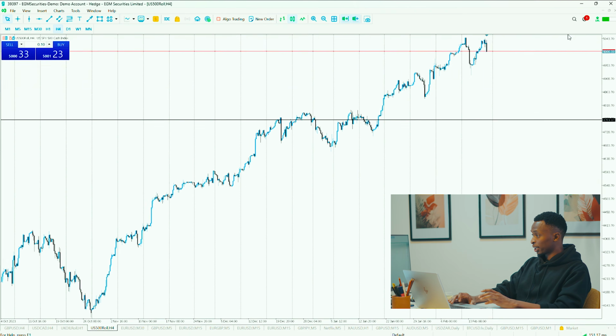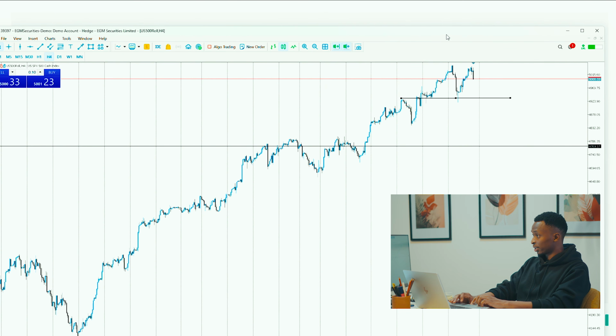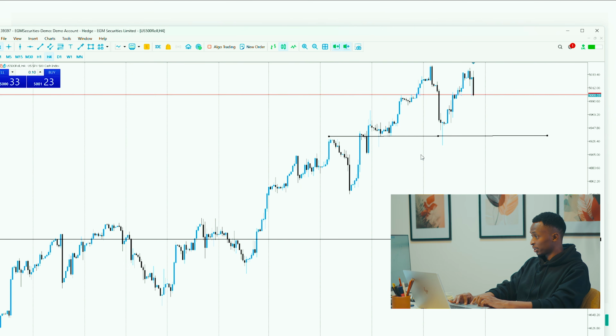So just from the glimpse of things, you can see that we are obviously in an uptrend, and the previous move that broke structure, so we can start with here. This was a high that was formed, and this point over here is where we had a break of structure. So if I just zoom this in, this is where we had a break of structure.